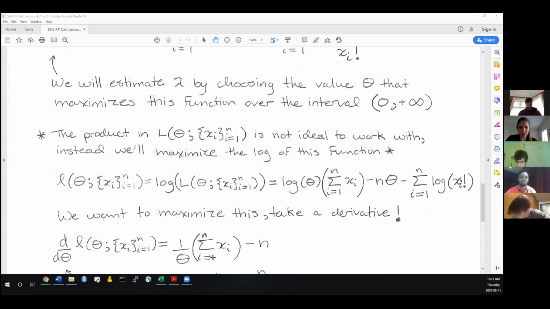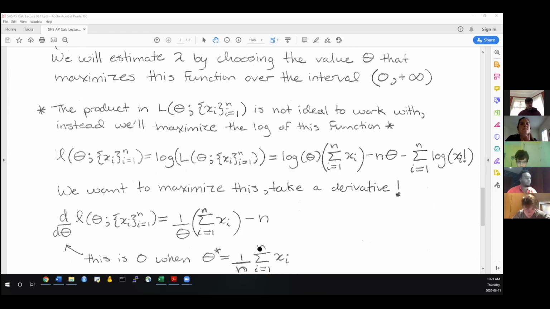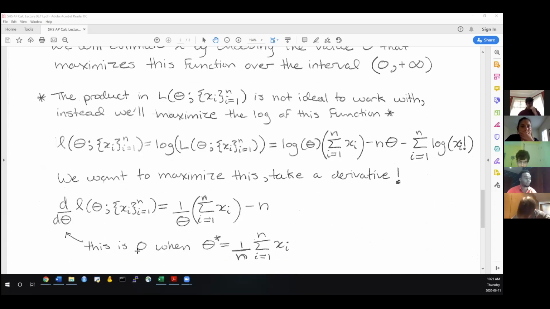1 over theta times the sum of the xi's minus n. That's your derivative. And when you set the derivative to 0, you get that the derivative is equal to 0 when theta star is equal to the average of the values you observe. So theta star is your critical point. It's the only one you found doing the derivative test. What would be the next thing you were to do if you had to decide whether or not this is a local max or local min?